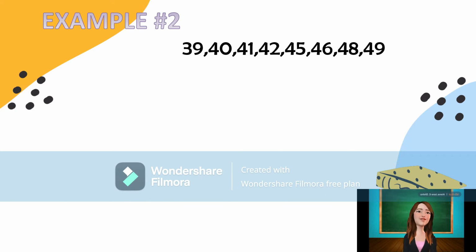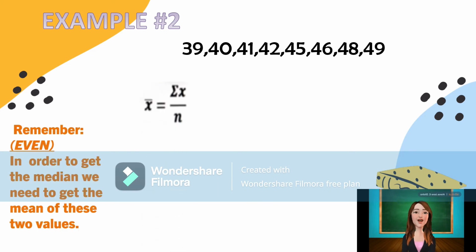Ma'am, why do we have two medians or middle numbers? Okay, before we directly answer that, what have you observed in our data sample, class? All right, our data sample is even and there are two middle numbers since the middle point falls halfway between 42 and 45. Let us remember, in order to get the median, we need to get the mean of these two values.